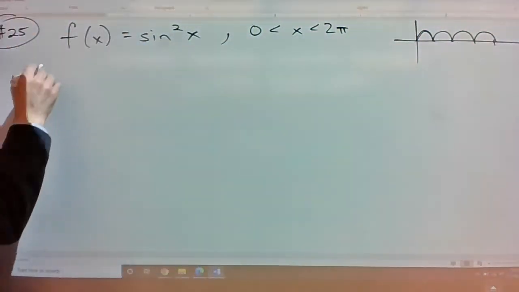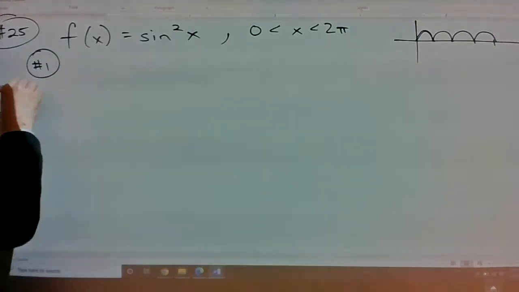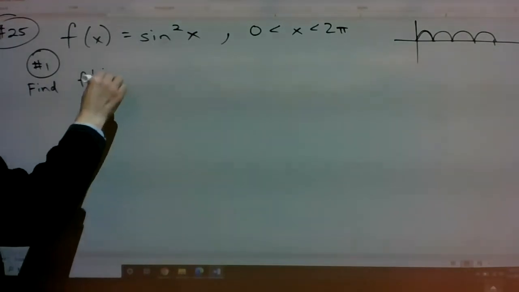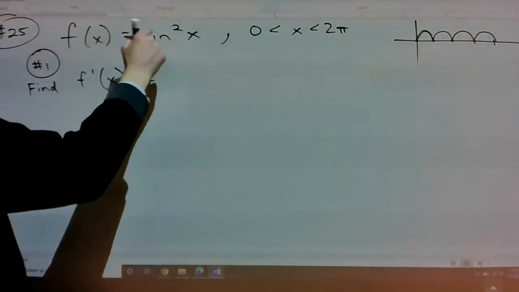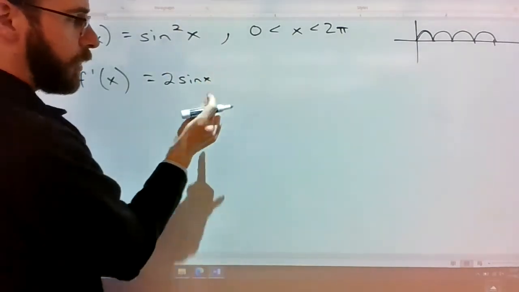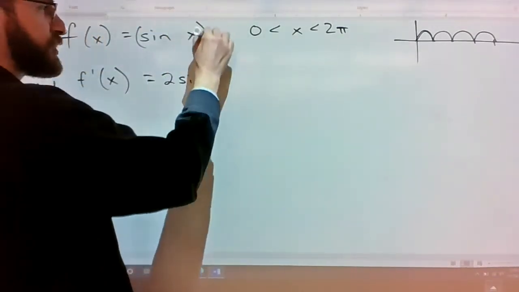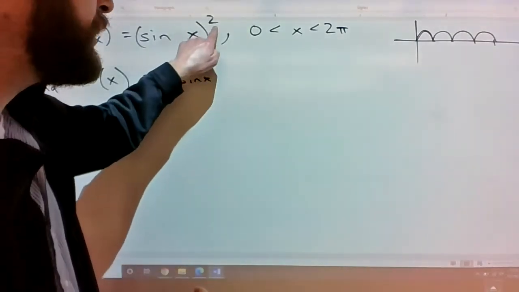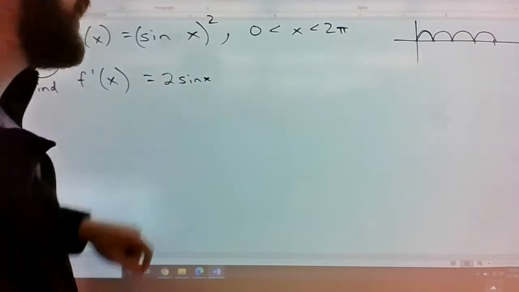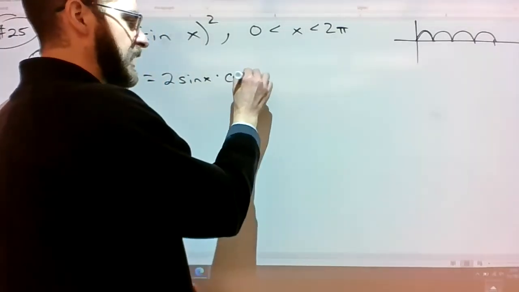So step 1, find f prime. So you bring the 2 down, repeat sine of x. It's now to the 1 power, but you still have to take the derivative of the inside. Think of sine squared like this. Chain rule says bring the 2 down, repeat the inside, take it to the 1 power, then multiply by the derivative of the inside, which is cosine of x.